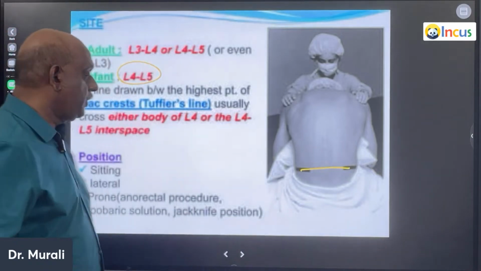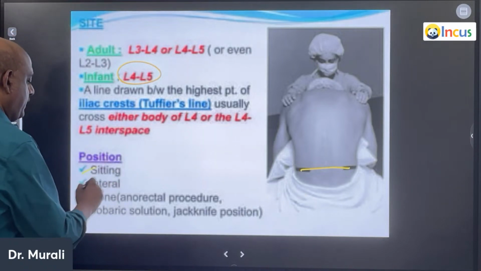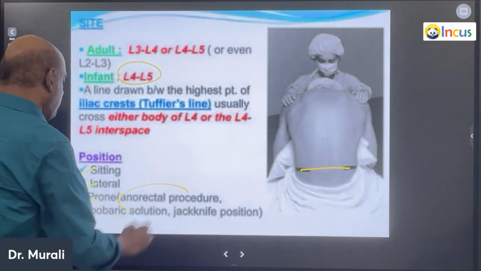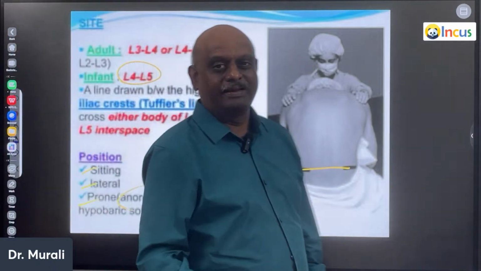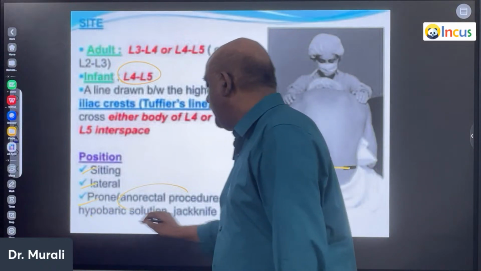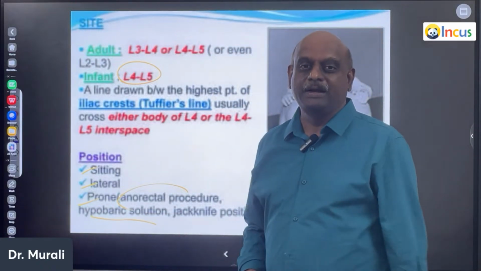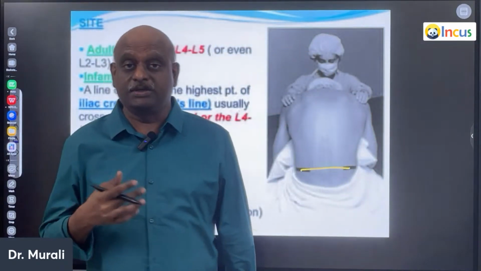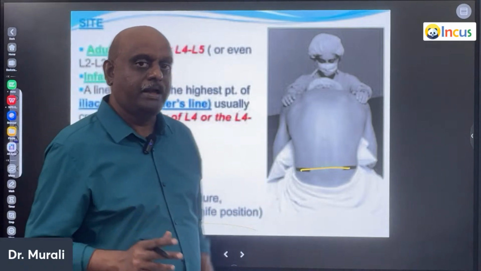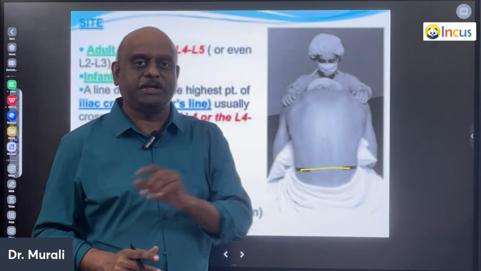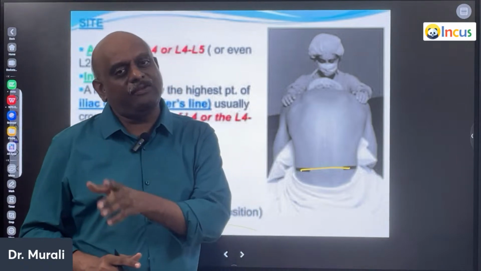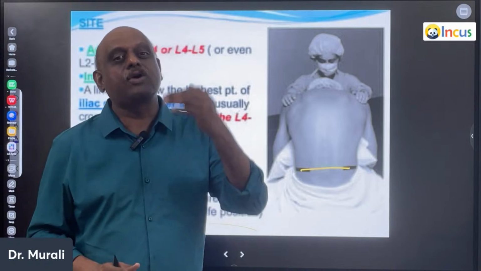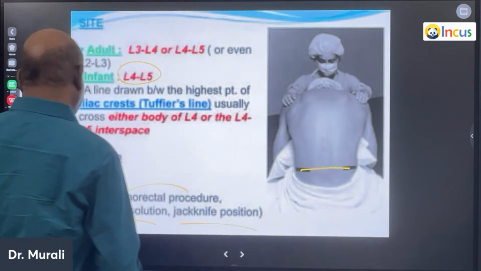And what is the position in which you give the anesthesia, doctor? Sitting, lateral, prone. Whenever it is an anorectal procedure, then you will be doing it in the prone position. And whenever there is any hyperbaric solution administered, or if the patient is in a jackknife position, so these are the various positions in which you give the anesthesia. So remember, adults it is the L3, L4 junction, and in the case of the infants it is between L4 and L5, below the level of L3, where the infant spinal cord will end, is what you have to remember.